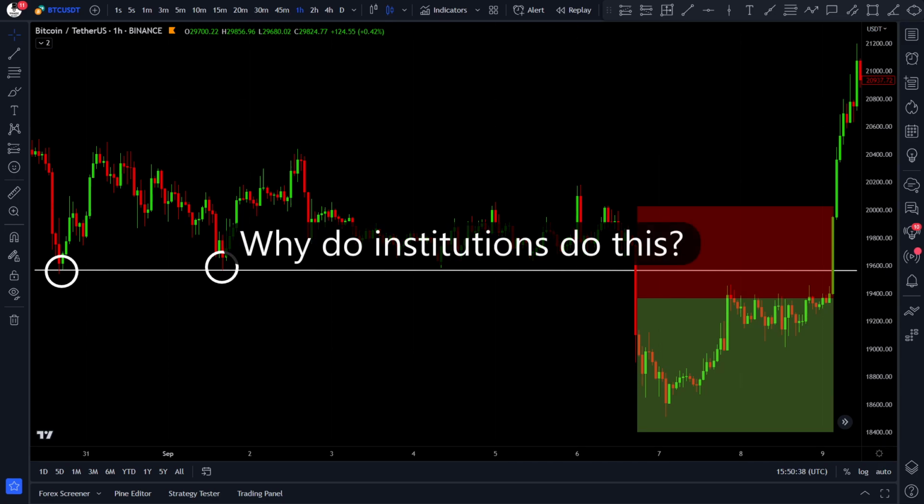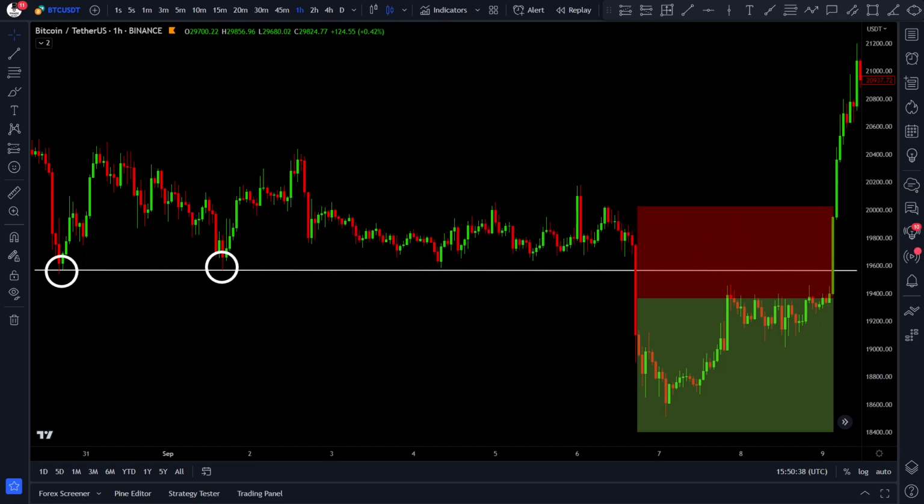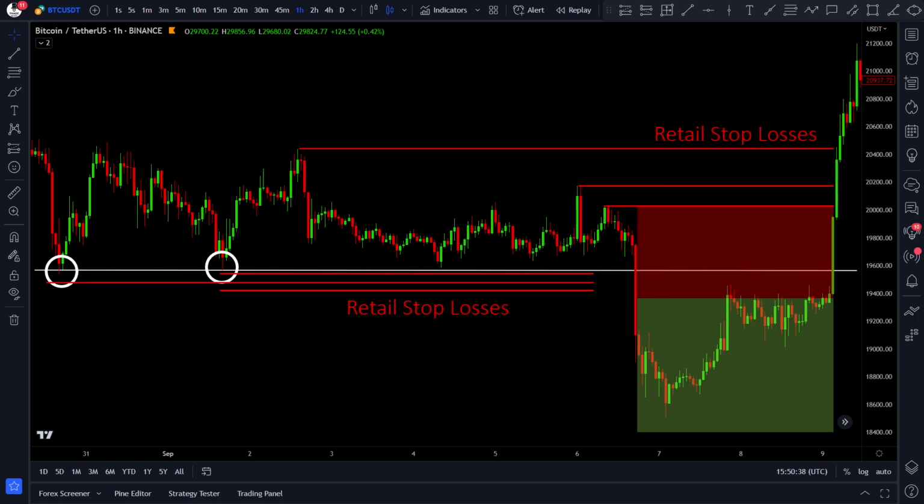But why do institutions do this? Institutions have their own orders to fill, and their orders are much larger than those of retail traders combined. In order to fill these big orders, they need to drive the price to levels where retail traders place their stop losses. These areas have a lot of liquidity, which is a perfect target for big institutions. Once they hit the stop losses of retail traders, their big orders are being filled. Now you know a simple smart money concept.